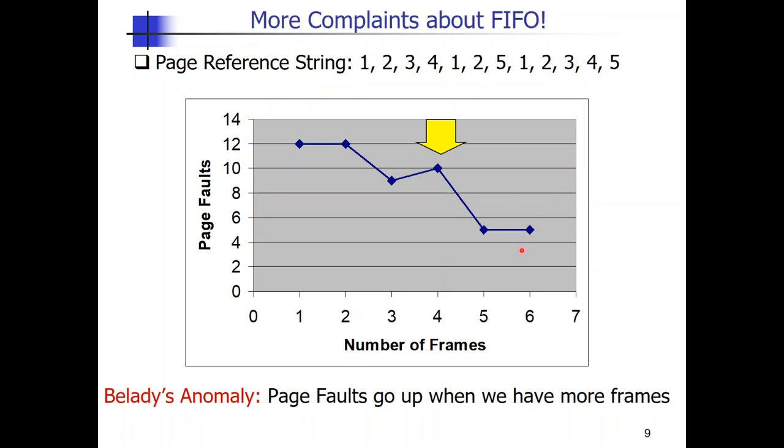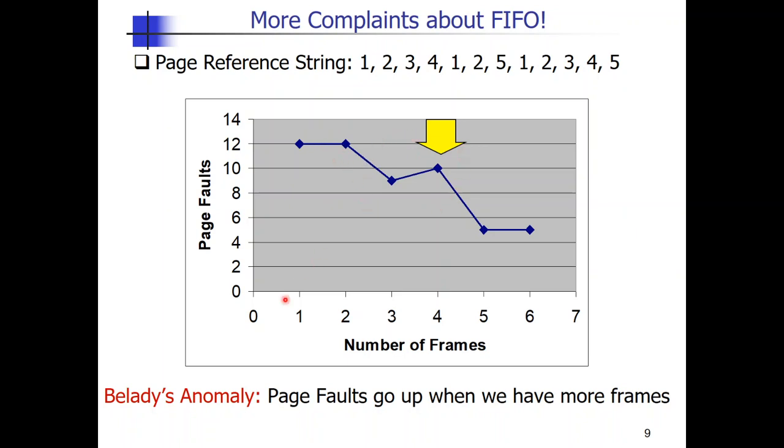The other extreme is, what if we had 5 or 6 frames? If you have 5 or 6 frames, they can fit all the requested pages. So we will only have 5 page faults in that case, because of bringing those pages in for the first time. Once we bring in those 5 pages, we will no longer have any more faults. So 12 makes sense over here, 5 makes sense over here. However, what happens in the middle region?